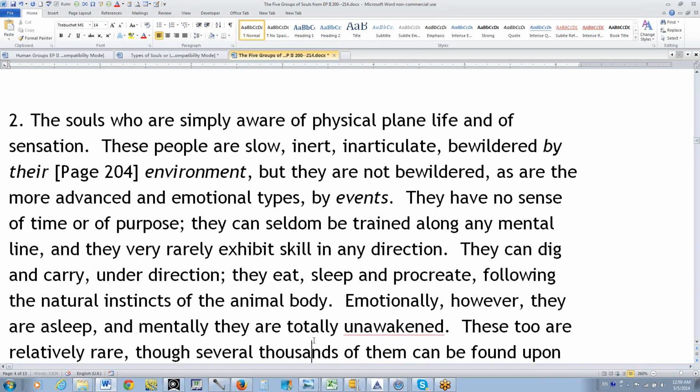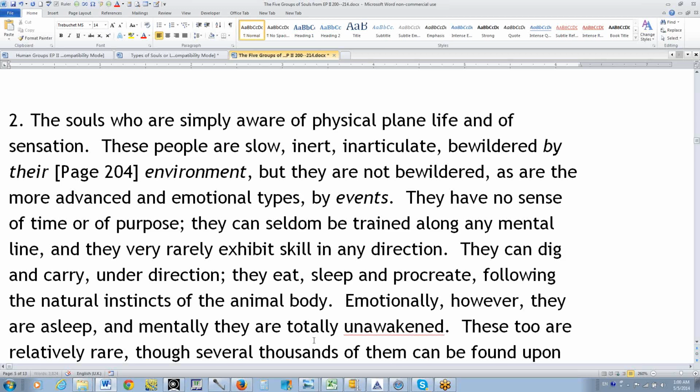Number two, the souls who are simply aware of physical plane life and of sensation. See, we're going to want to take these categories, and when we study the unfoldment of the lotuses and of the petals, we're going to want to assign the different stages of unfoldment to these different categories, if they can be thus assigned, and oftentimes they can. The souls who are simply aware of physical plane life and of sensation. They are slow, inert, inarticulate, bewildered by their environment, but they are not bewildered, as are the more advanced and emotional types, by events. He's discriminating environment from events.